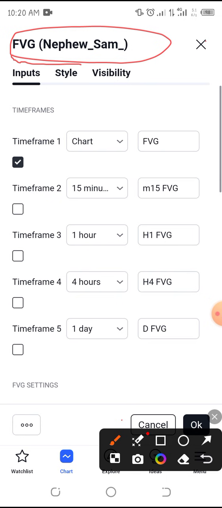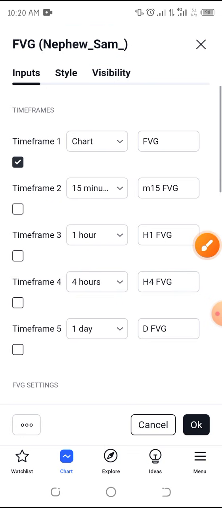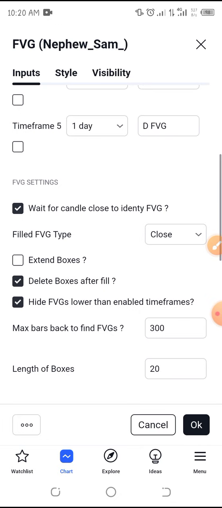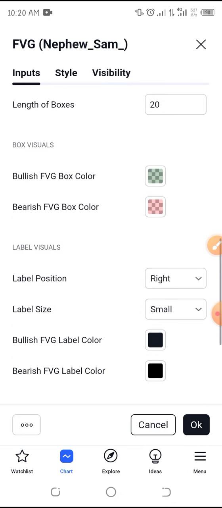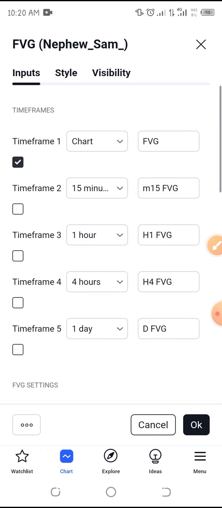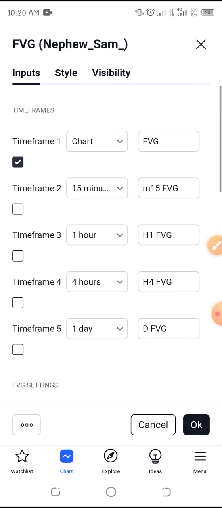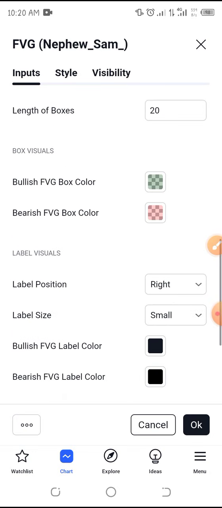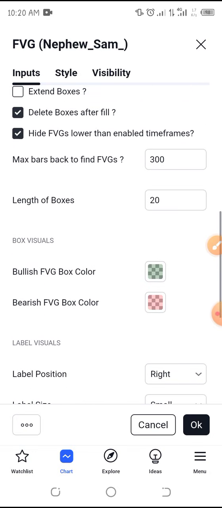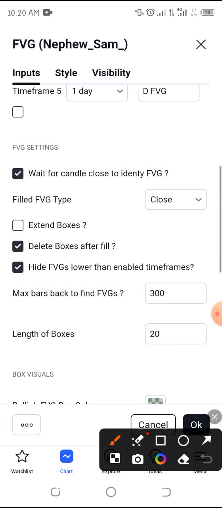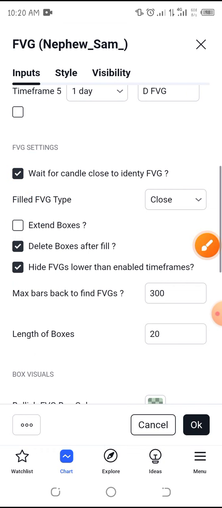Okay, and these are my settings. My inputs, these are my settings. You can just screenshot and ensure that you have the same settings as me. This is the style that I use. Everything else is just default. So you just have to tick one time frame and just leave it like that. Then you can adjust your FVG. Then ensure that you tick on this box, very important. Just use my settings basically as you see them on your screen, so that we all can be on the same page.